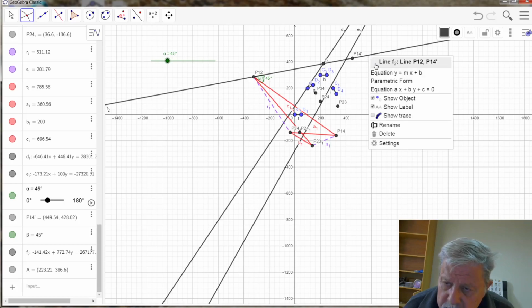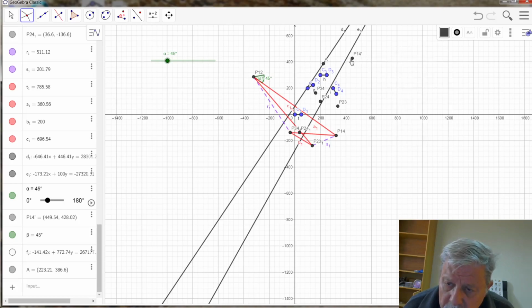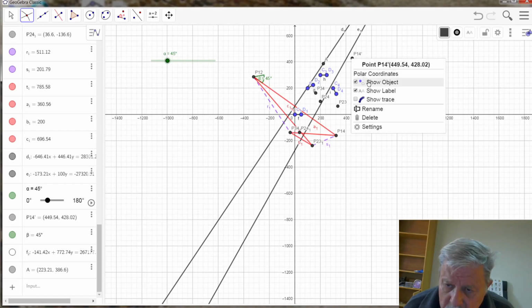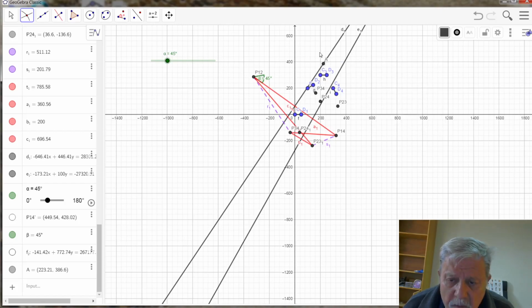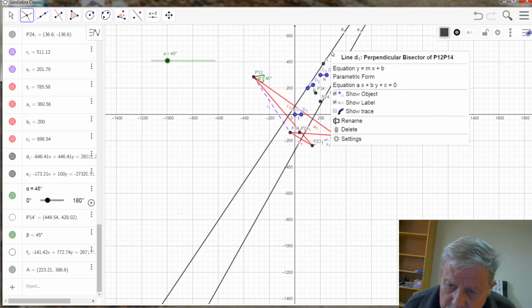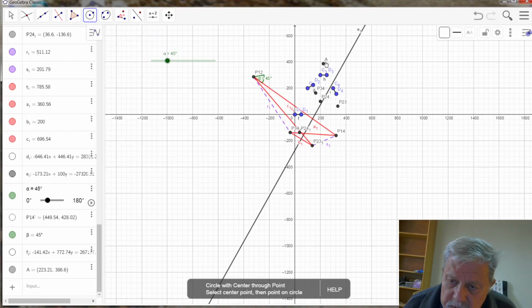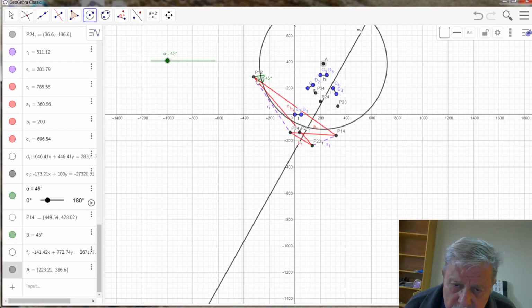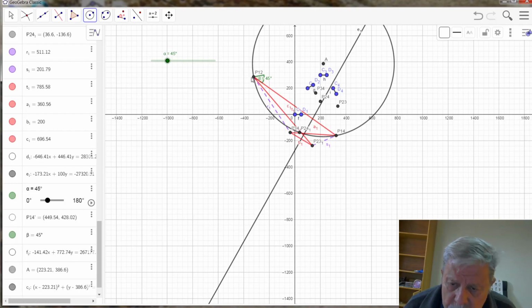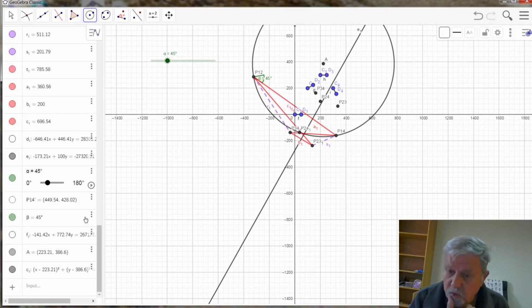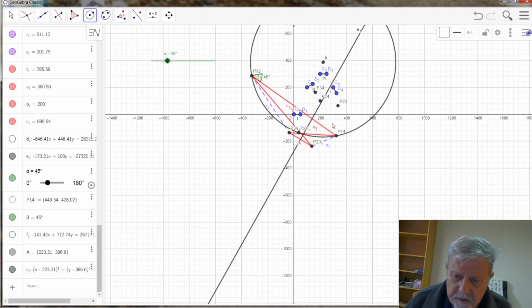I will hide this object. I will hide this object. I will draw a circle, and then, well, I'll hide this perpendicular bisector as well. I have used it. I will draw a circle with center this point, passing through these two poles. Okay? I don't like to use A, but okay, I'll leave it like that.